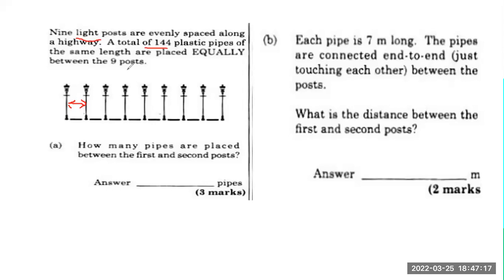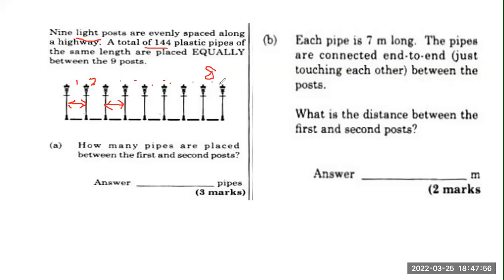So what is happening here is this. Between the light posts, we're actually putting the pipes. Right? They are equally spaced. So how many spaces do we have to account for here? 1, 2, 3, 4, 5, 6, 7, and 8. So we have 8 spaces. Right? So when you're given a question, let us always remember that the number of poles does not necessarily equal the number of spaces.